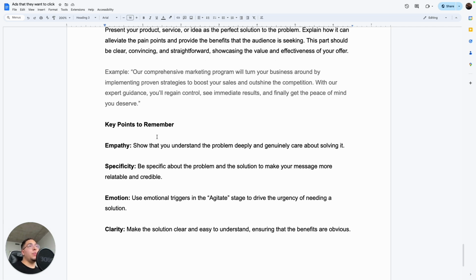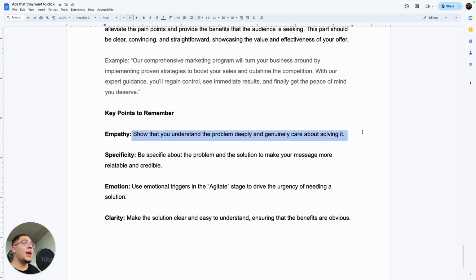So a couple of key points to remember is that we want to be empathetic. We don't just want to make them feel bad. We have to be empathetic about their situation. So second point, we have to be specific. The more specific we can be about the problem and the solution, the more relatable and credible we make our message.